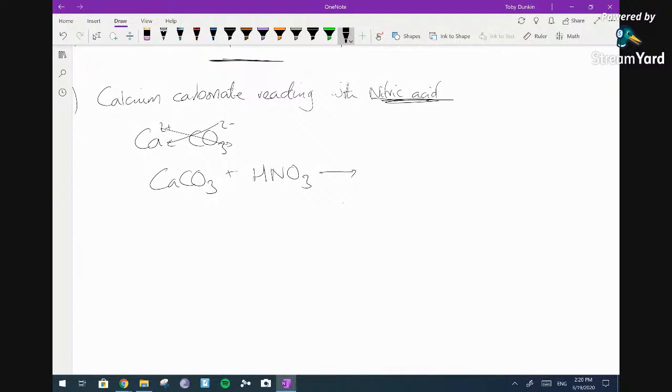Now, calcium, of course, is a +2 ion. Nitrate is NO3-, crossing down. I'm going to need two nitrates. So Ca, open brackets, NO3, twice, really hard.